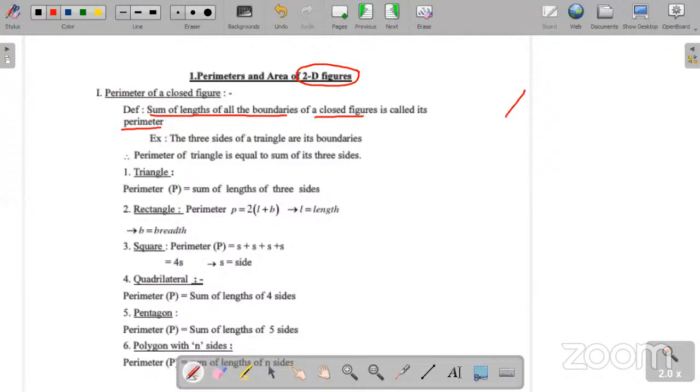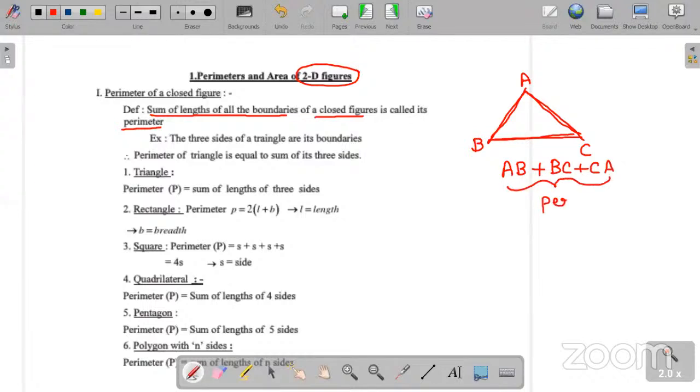So for example, take a triangle. What is the perimeter of this triangle? For example, say this is A, this is B, this is C. Perimeter means this length and this length and this length. This is called the boundary, the total boundary. Length of AB plus length of BC plus length of CA is called the perimeter of the triangle.